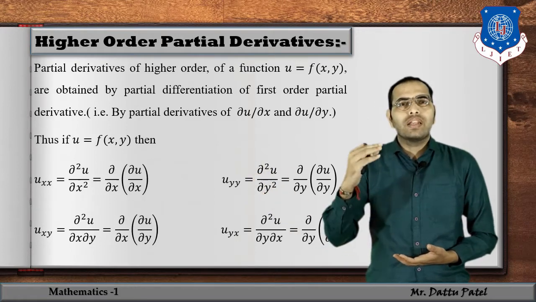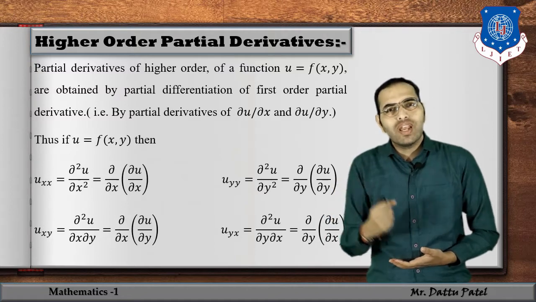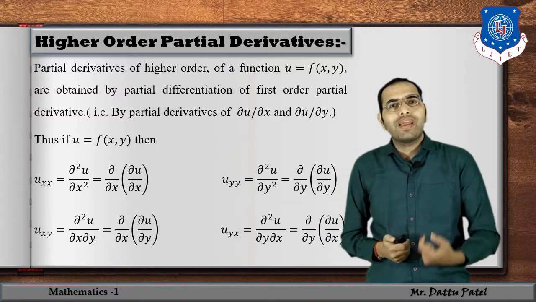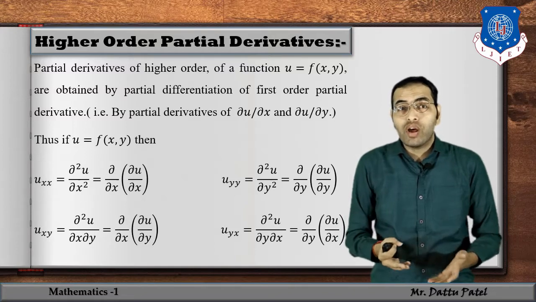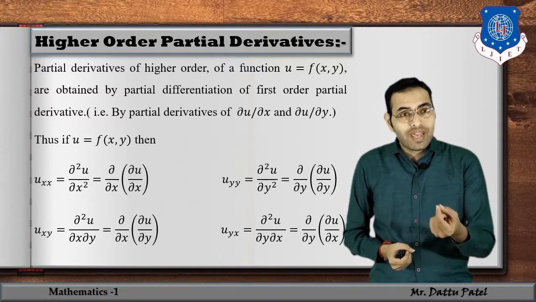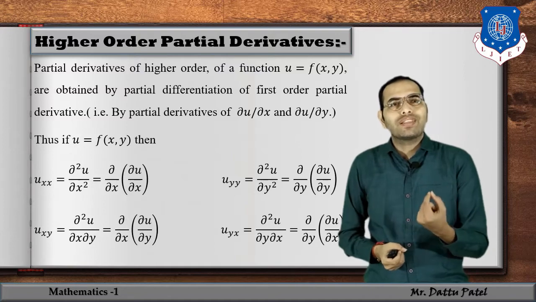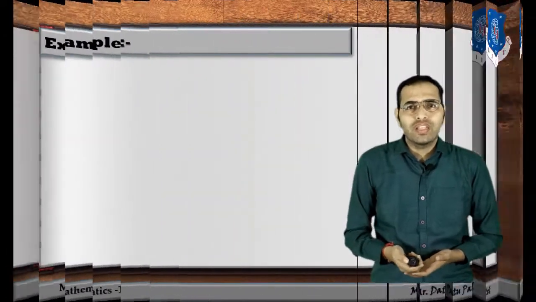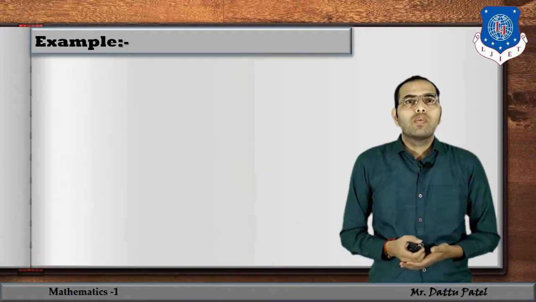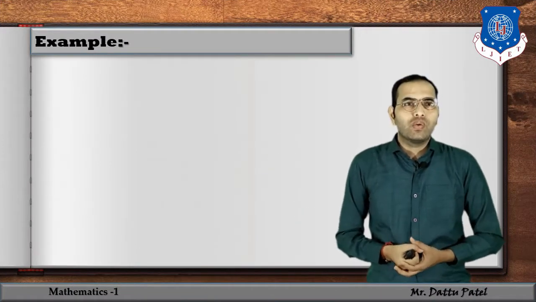Uyx is del square u by del y del x, or we can write del by del y of del u by del x. Similarly you can go for triple derivatives, uxxx, uxxy, and so on. Now let's see one example based on the higher derivative terms.